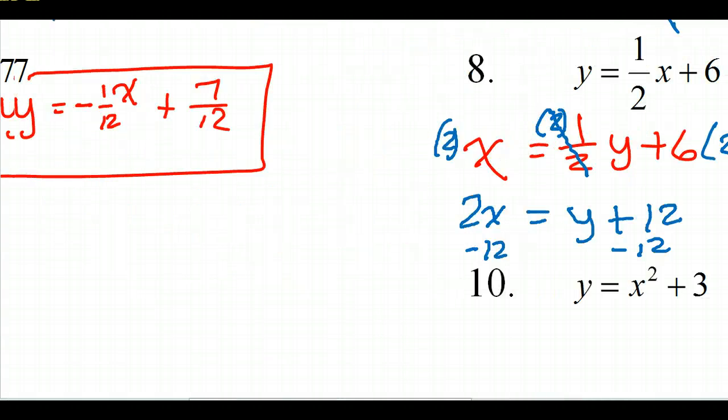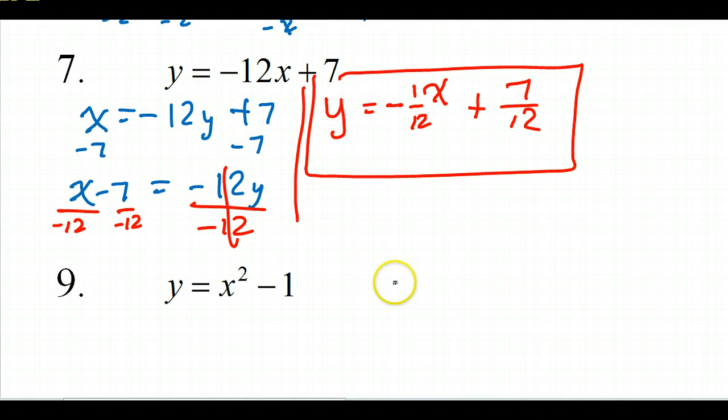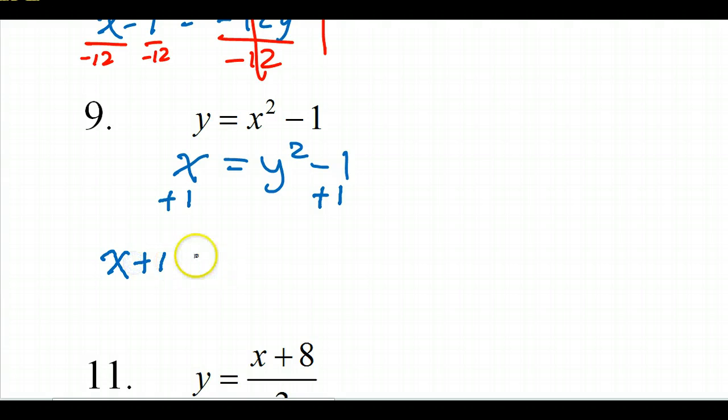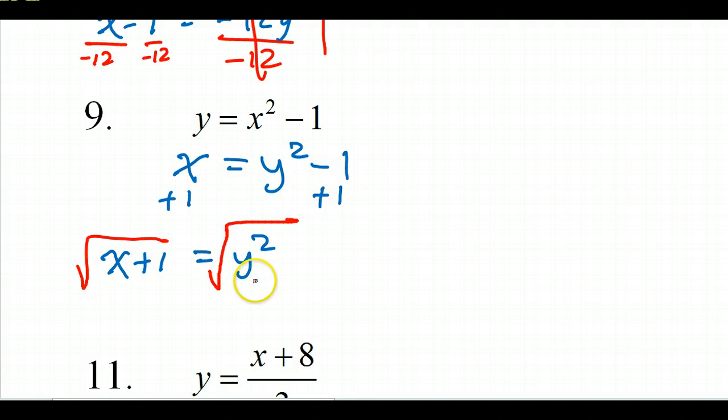All right, look at number 9. So again, this is like having x equals y squared minus 1. So we're going to need to add 1 to both sides. So that'll just be x plus 1 is equal to y squared. Now, somebody tell me what I'm going to do next. You have to square root now, okay? To unsquare that y, we're going to take the square root of both sides of the equation. So I'll take the square root over here, and I'll take the square root over here.